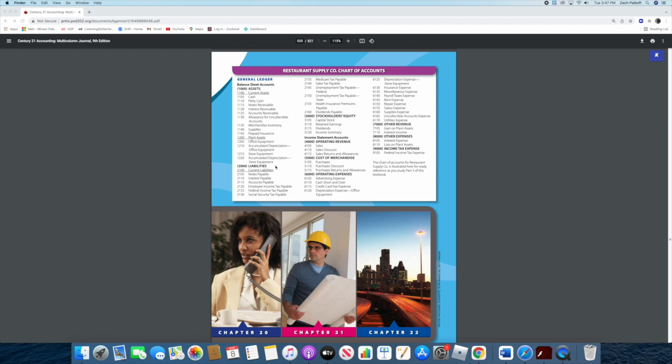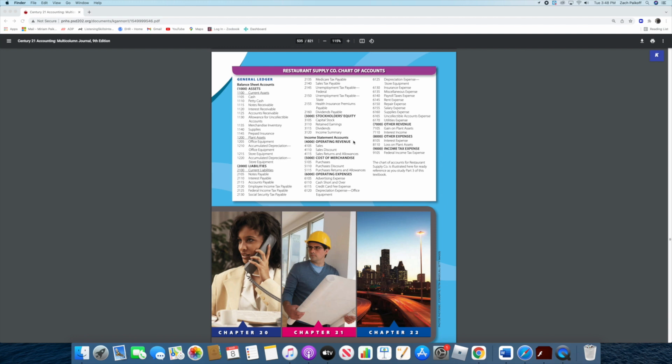All liability accounts will have 4-digit numbers beginning with 2. As you can see, we have all of the current liabilities that are listed here, and also here as well. All stockholders' equity accounts will have 4-digit numbers beginning with 3. As you can see, we have all of these stockholders' equity accounts that are listed right here.